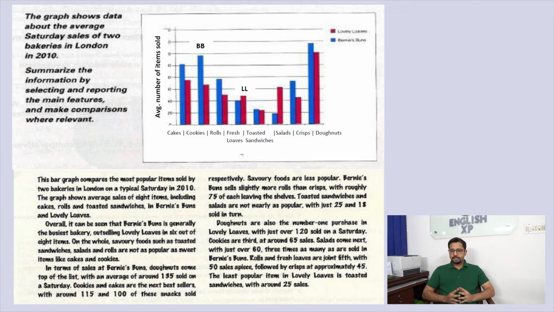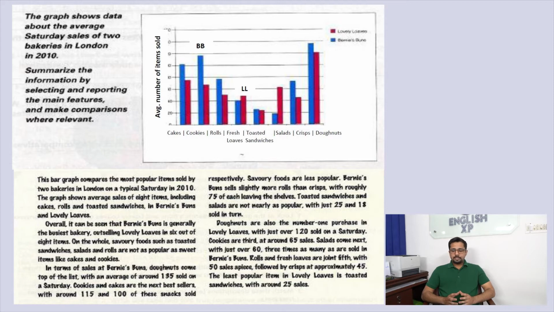Now moving on to the second paragraph, which is basically the overview. Overview में क्या वो कहते हैं? Overall, it can be seen that Bernie's Buns is generally the busiest bakery, outselling Lovely Loaves in 6 out of 8 items. On the whole, savory foods such as toasted sandwiches, salads, and rolls are not as popular as sweet items like cakes and cookies.